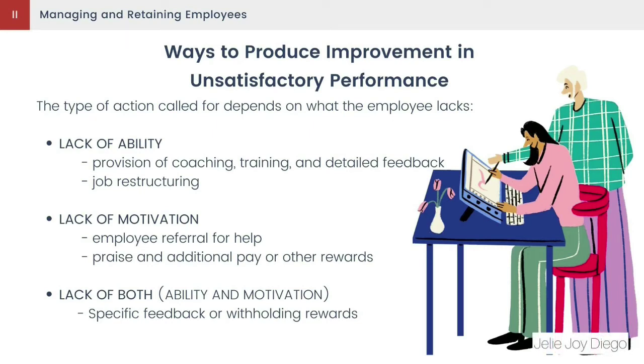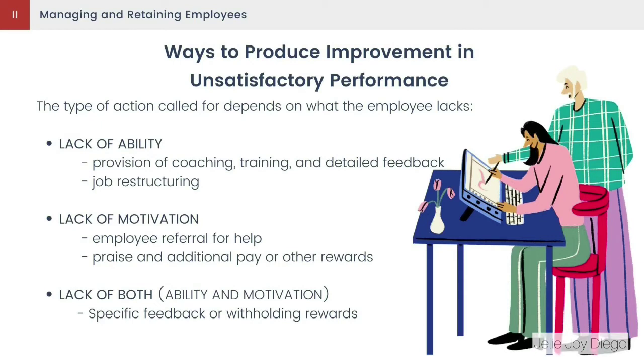When an employee lacks the ability, the manager should provide coaching and training, give detailed feedback about performance, and consider restructuring the job. Another factor is the lack of motivation. When an employee lacks motivation, the manager should investigate whether outside problems are a distraction. And if so, refer the employee for help.